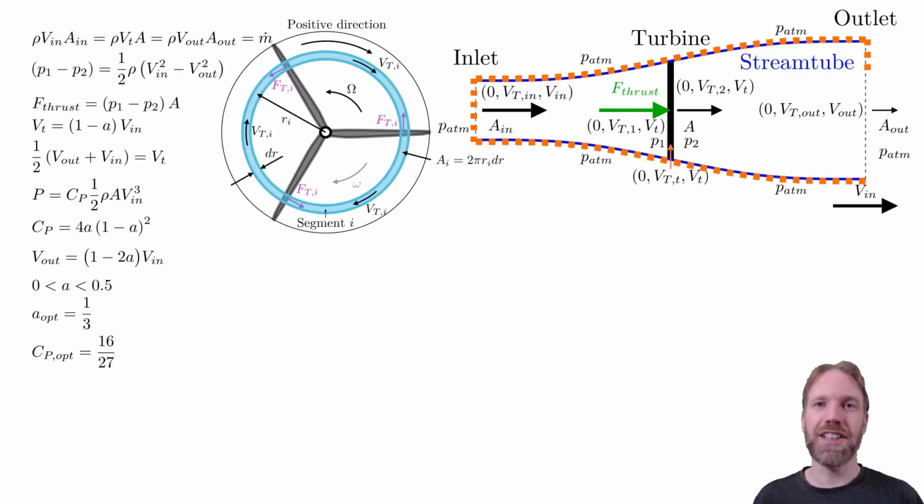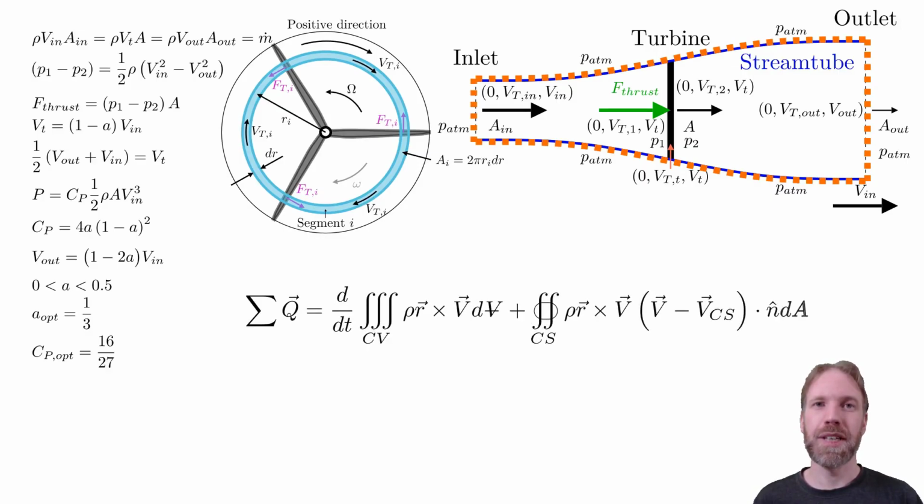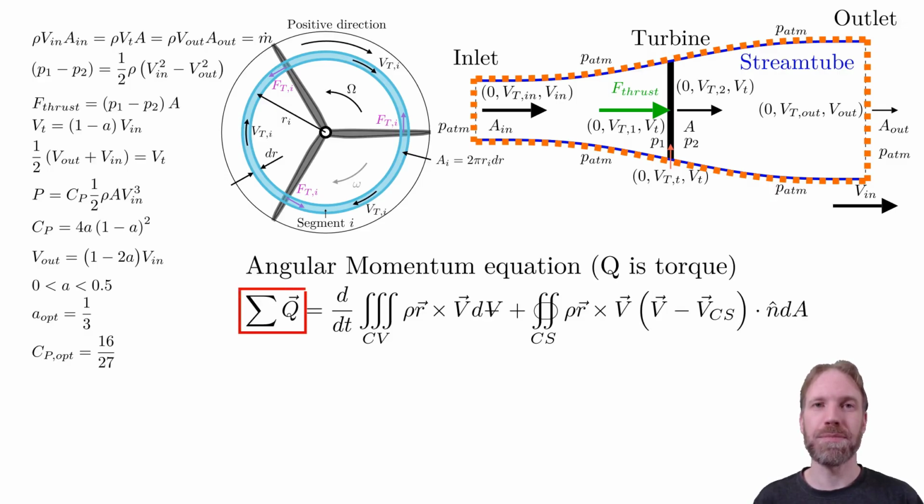Now we are going to study the tangential velocity with the angular momentum equation. This equation relates the torque to the change in angular momentum. Here, Q is the external torque. As we have rotational symmetry, the pressure cannot give any contribution to the torque as it points to the center and thereby has a zero moment arm. The only external source for the torque is thereby the turbine torque.